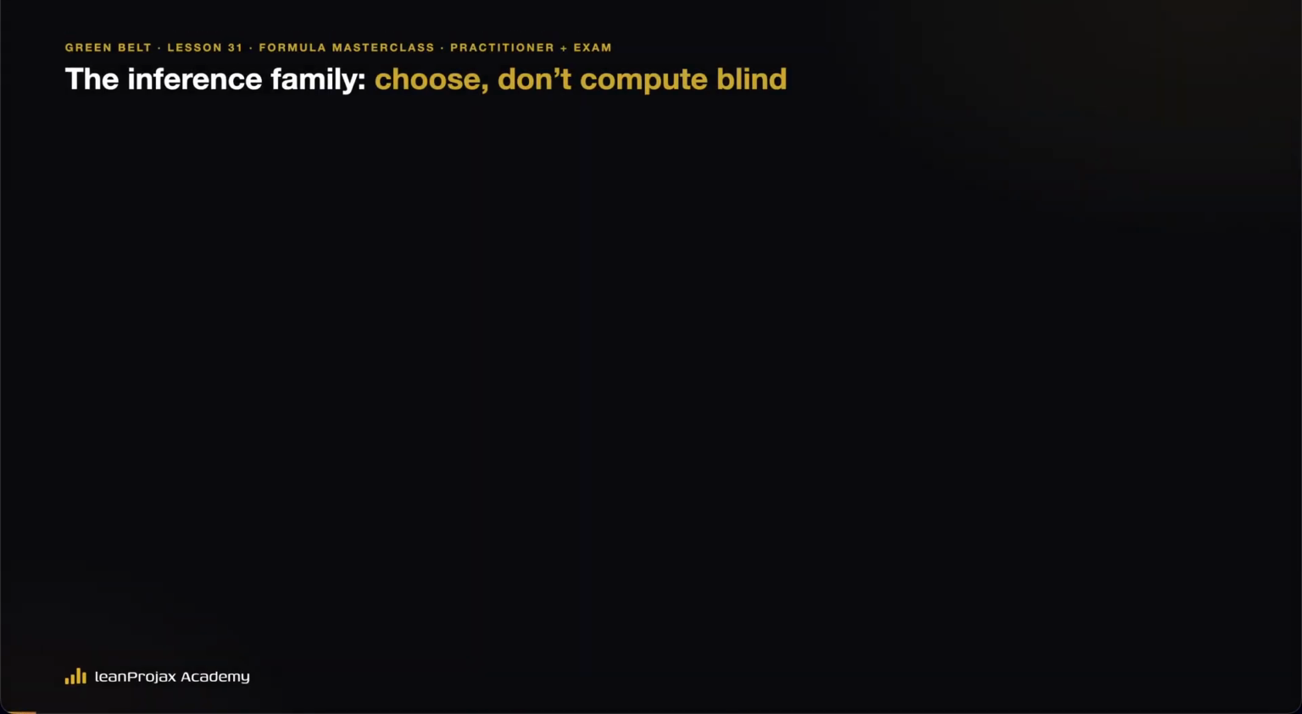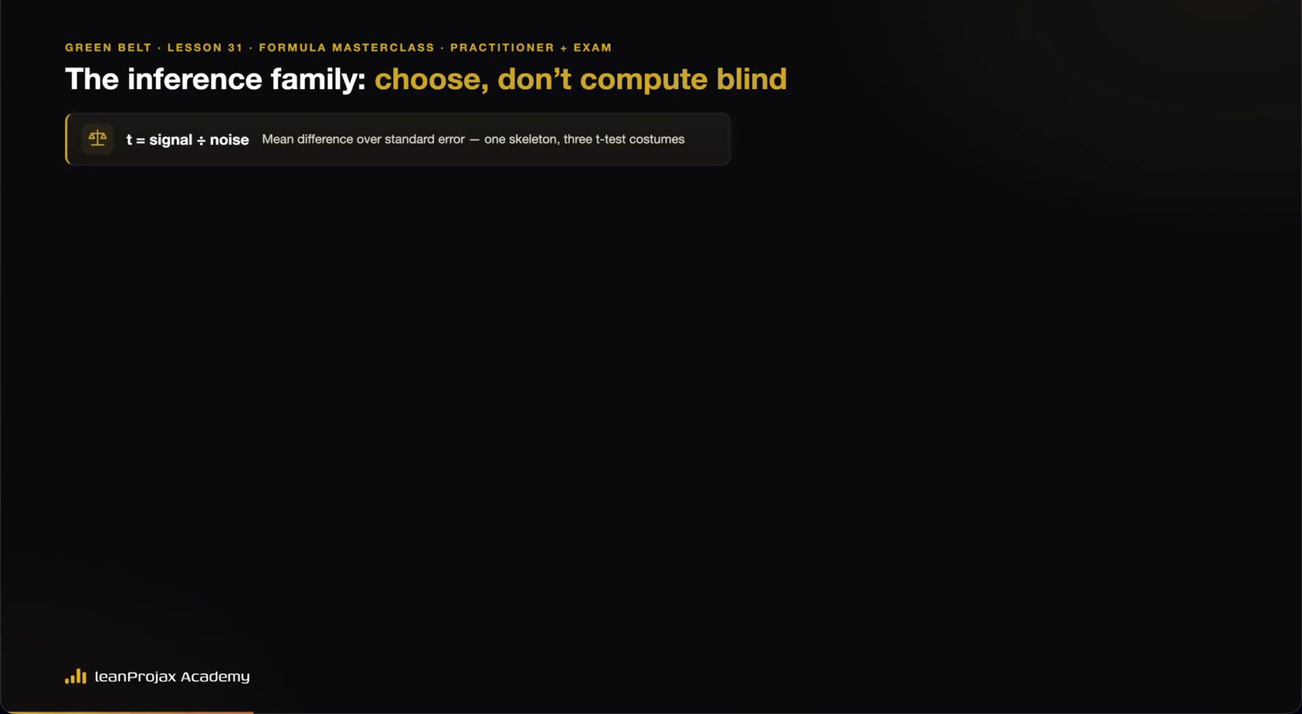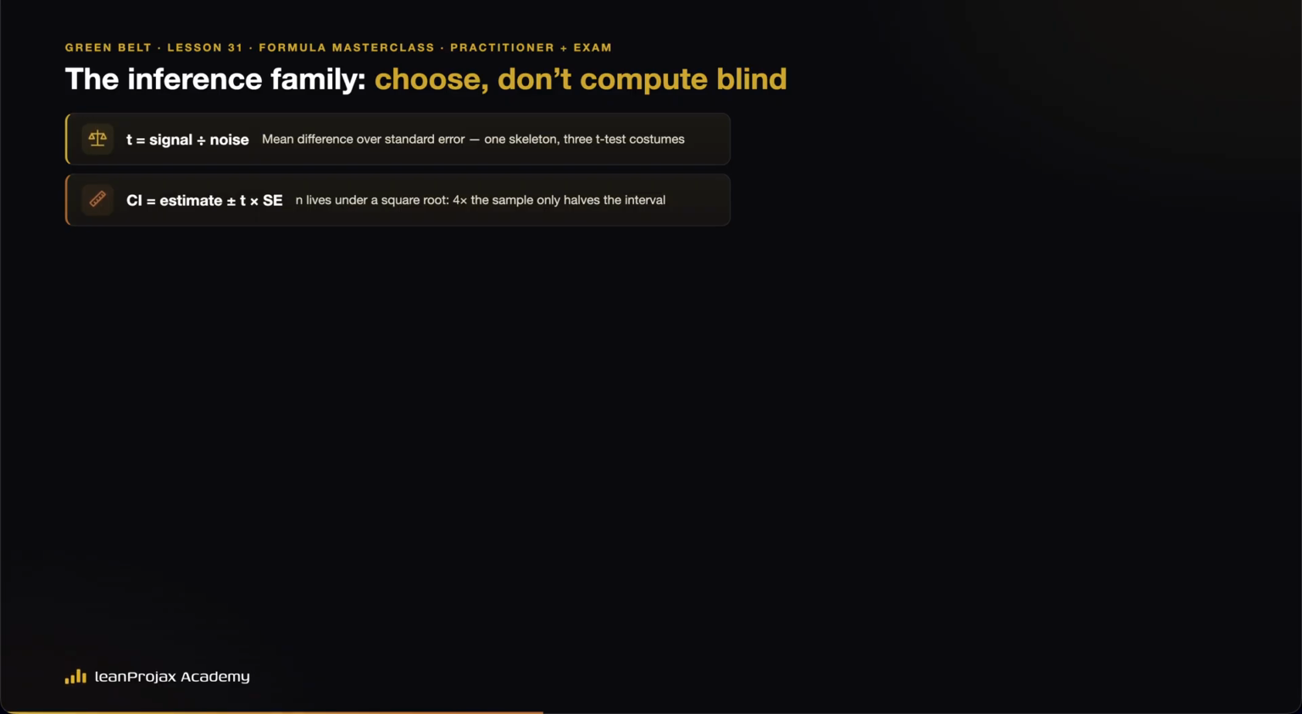The inference family: choose, don't compute blind. T equals signal over noise, mean difference over standard error. The same skeleton in 1 sample, 2 sample, and paired clothing. Confidence interval: estimate plus or minus T times standard error. And N inside a square root means quadrupling the sample only halves the interval.